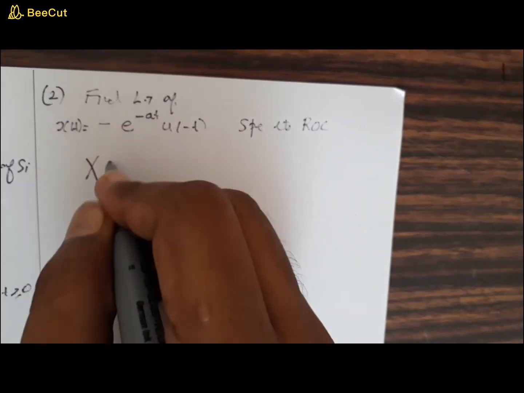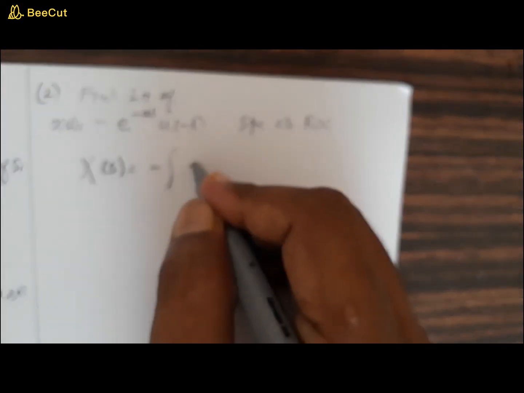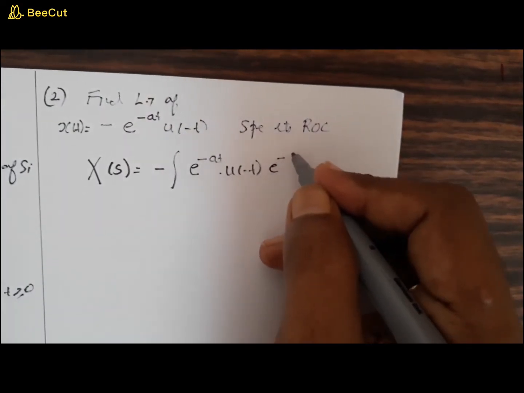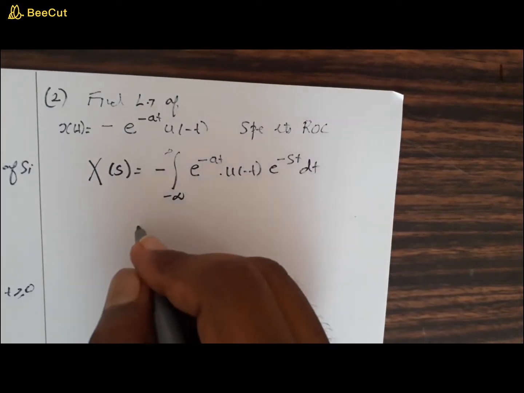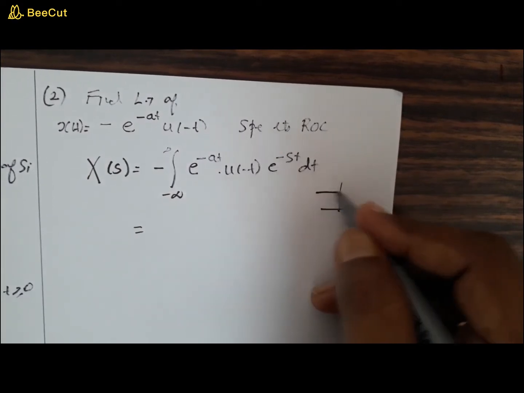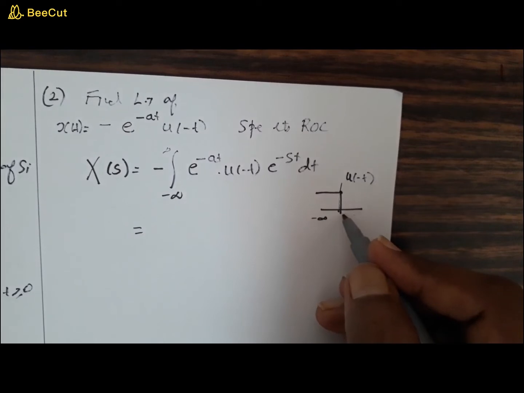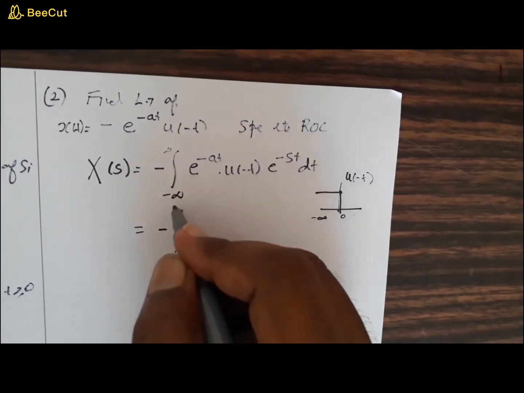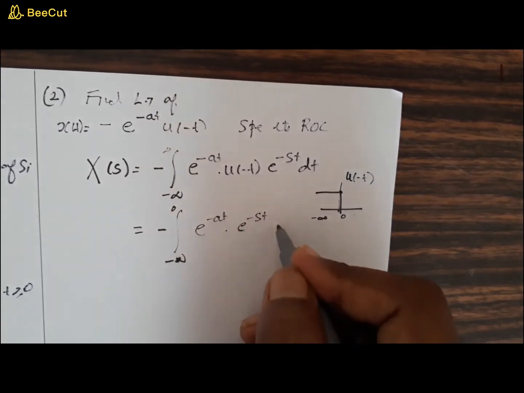So what is your X of s? X of s is equal to the integral, say minus of, you are taking minus outside, e raised to minus at into u of minus t into e raised to minus st dt. Okay, so this is from minus infinity to plus infinity. Now first of all, you need to have, what is u of minus t? u of minus t is a signal like this. This is u of minus t. So that means this has got signals from minus infinity to 0. So that means you can write this as minus into the integral from minus infinity to 0 of e raised to minus at into 1 into e raised to minus st dt.